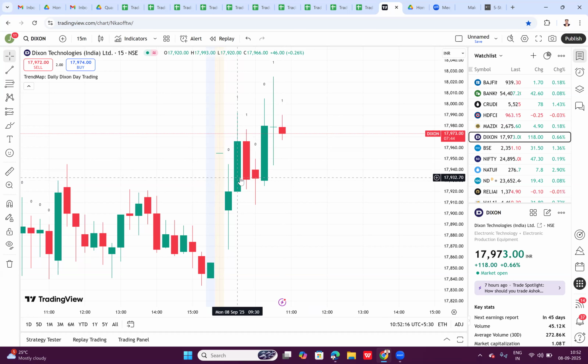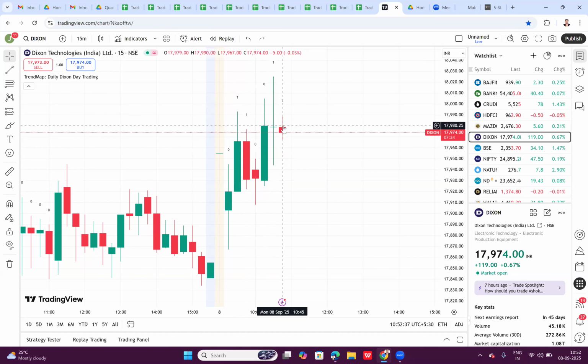Sometimes we will get a proper trade at 9:45, like today. Sometimes we will get a proper trade at 10 a.m., at the close of the 9:45 candle. Sometimes we will get a proper trade at 10:15, sometimes at 10:30 at the close of the 10:15 candle, and sometimes at 10:30 or at 11 also.